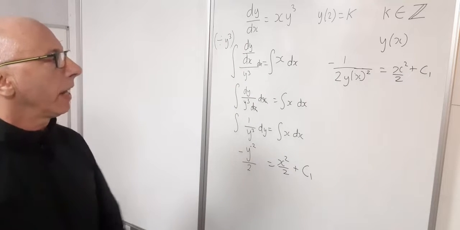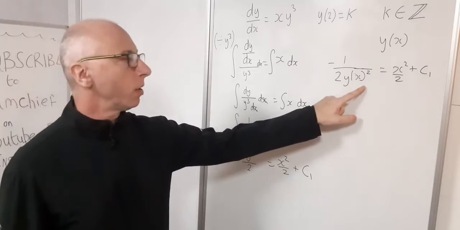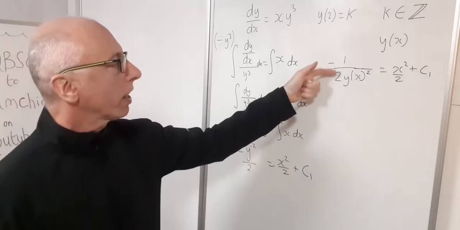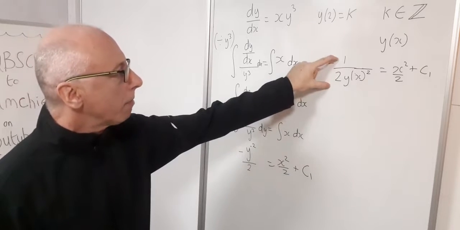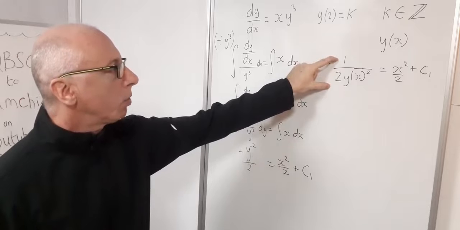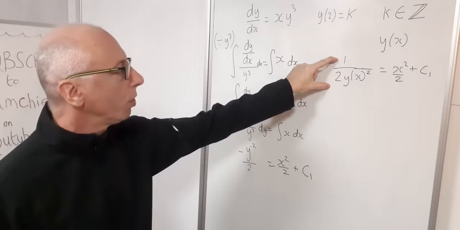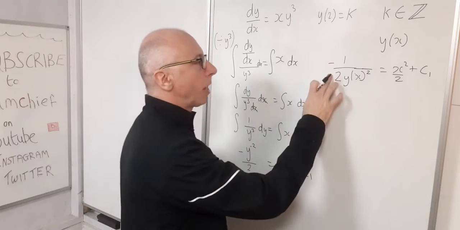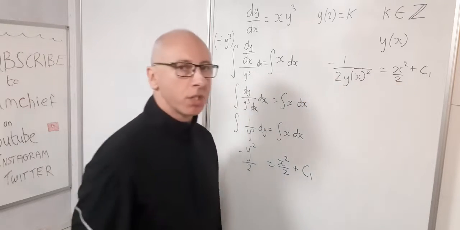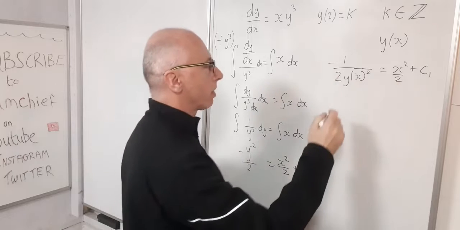Okay, now I want to get this y of x on its own, that is my goal. So let's try and get rid of this constant here. So I've got basically everything multiplied by minus a half. So I'll multiply everything by minus 2, that will get rid of that. So if I times this by -2 and this by -2, let's see where that takes us.